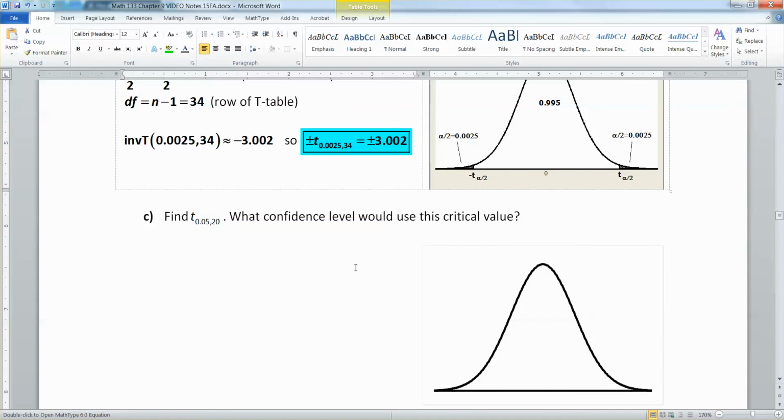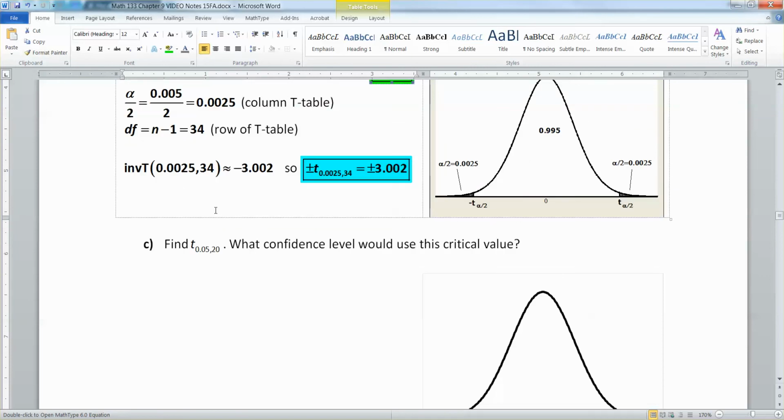Okay, so now what about t.05 comma 20? So I'm giving you the value in a weird symbol form that I want. I'm telling you that the area in the right tail is 0.05 and my degrees of freedom is 20. That's what that symbology means. So let me make a picture and type that up.